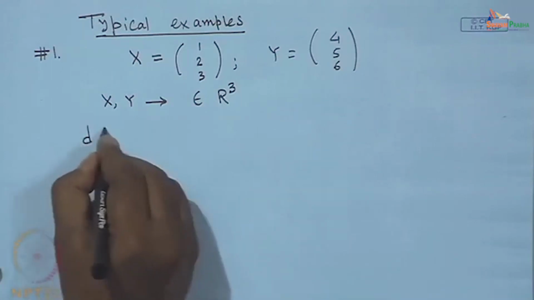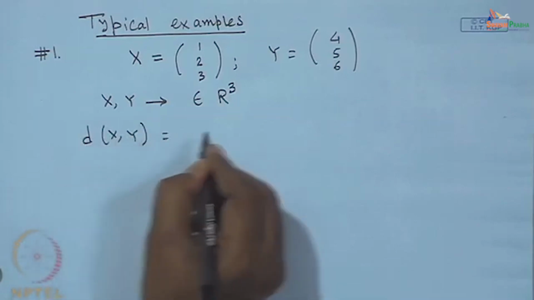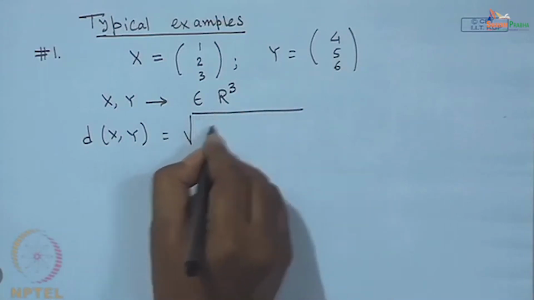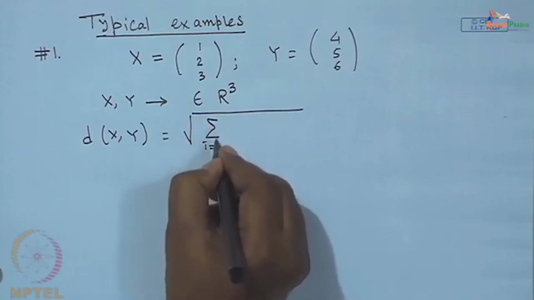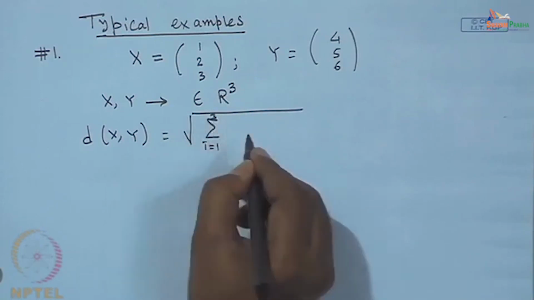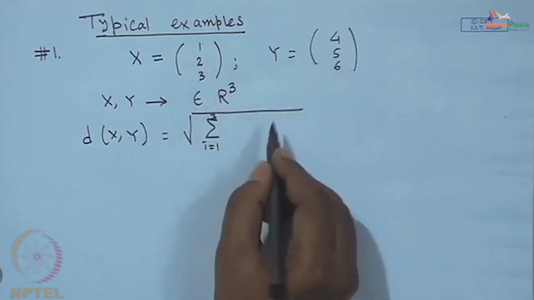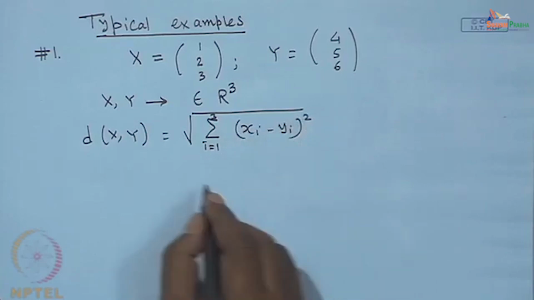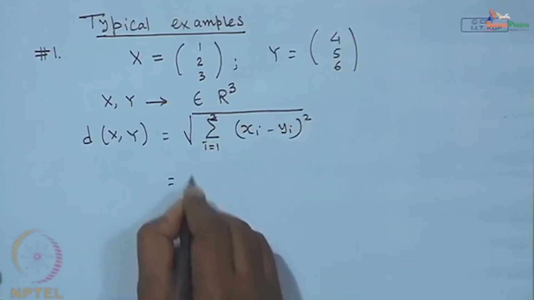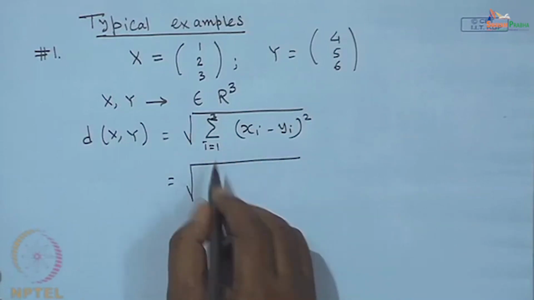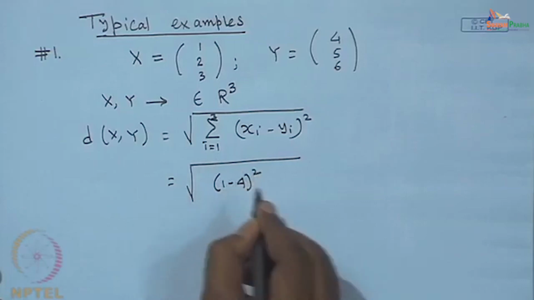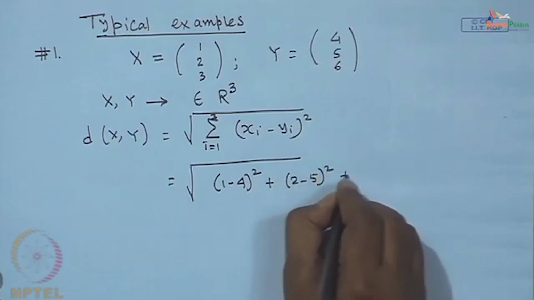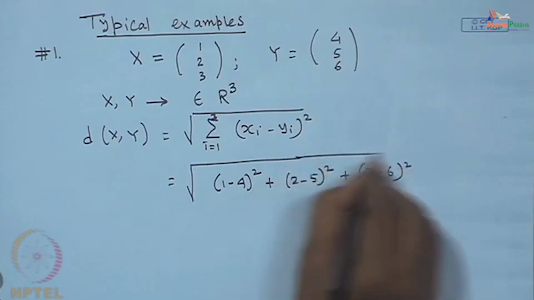So, what is the metric between x and y? It will be simply the square root of the summation from i equal to 1 to 3, because there are 3 elements, of x i minus y i square of that. We just write down the definition. So, this will be the square root of 1 minus 4 square of that plus 2 minus 5 square of that plus 3 minus 6 square of that.